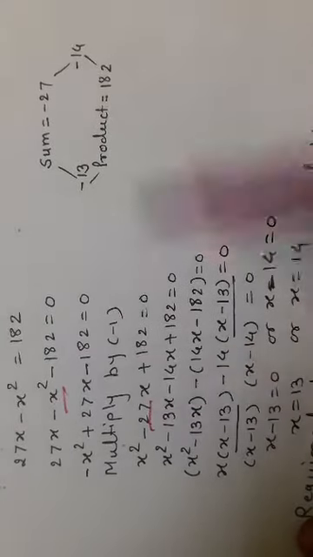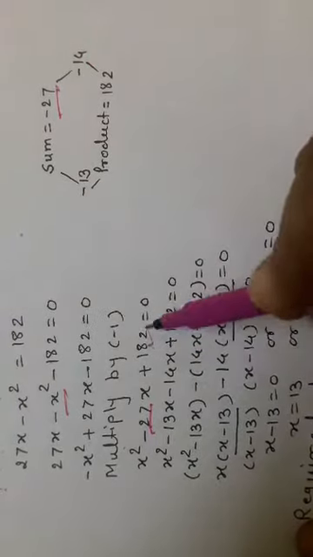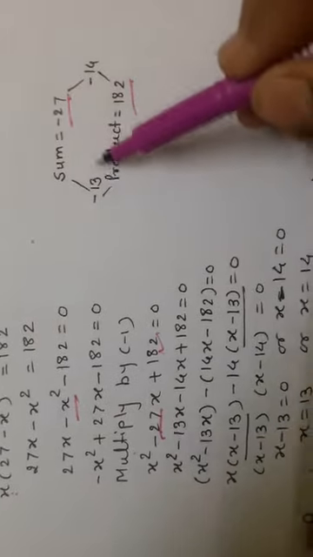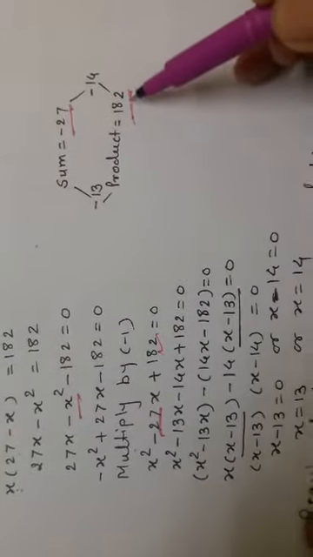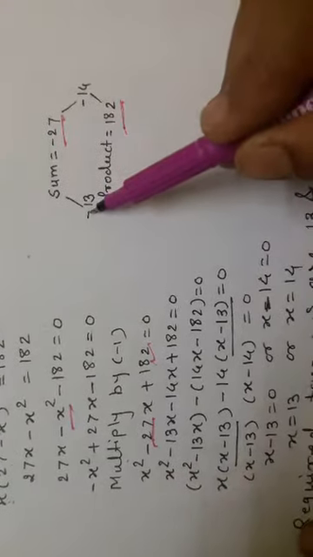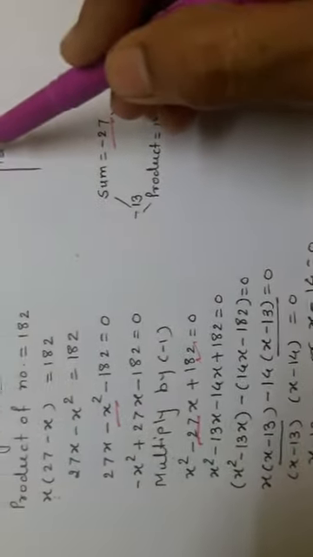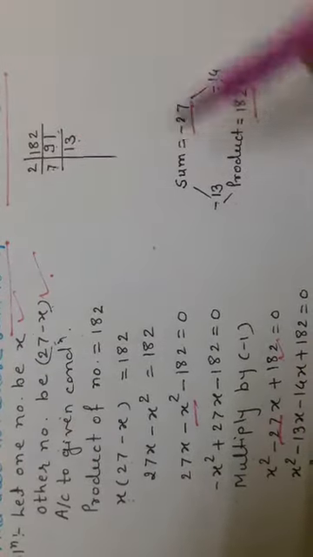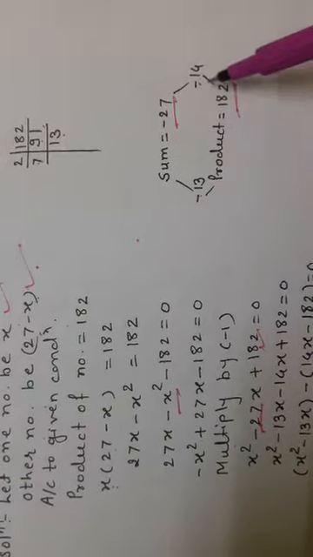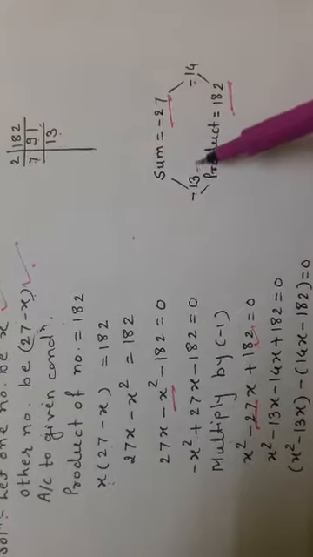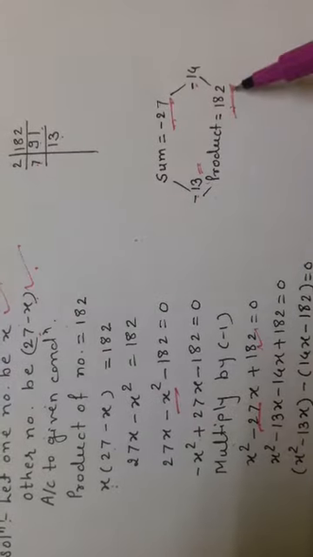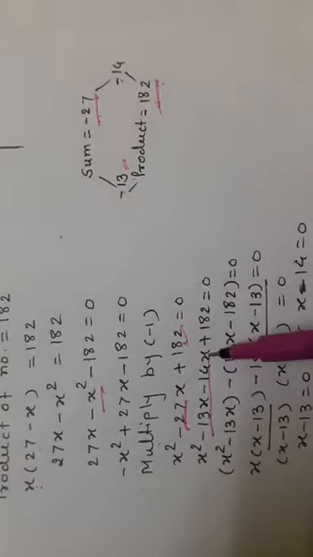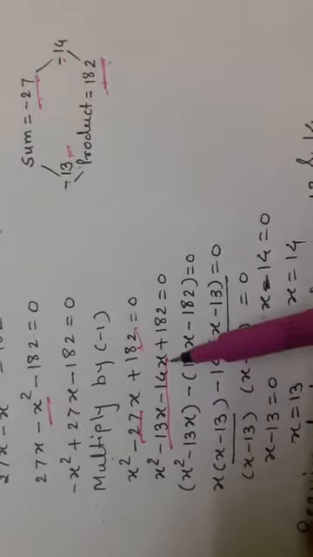So here we want the sum to be minus 27 and the third term is the product. We want two numbers whose sum is minus 27 and product is 182, which means both numbers are negative. So 182's factors are 2 into 91, 7 into 13. So 7 twos are 14. If we take minus 13 and minus 14, their sum is minus 27 and the product will come as 182. That's why we will split minus 27x into the two terms, minus 13x minus 14x.